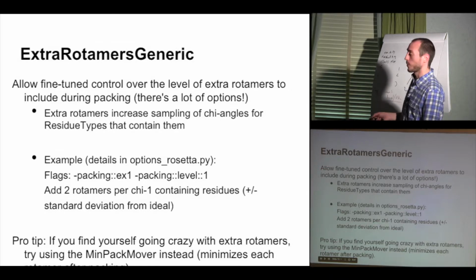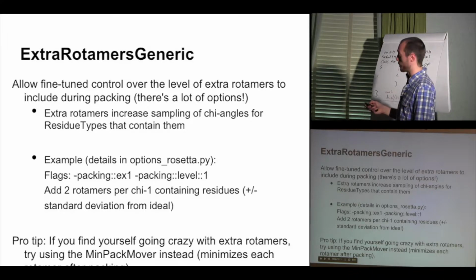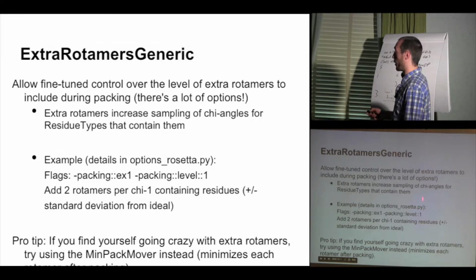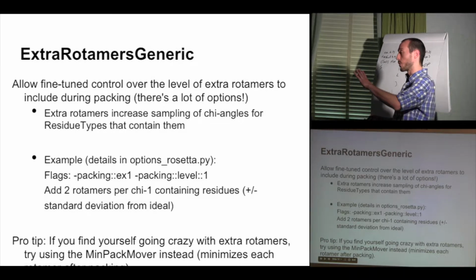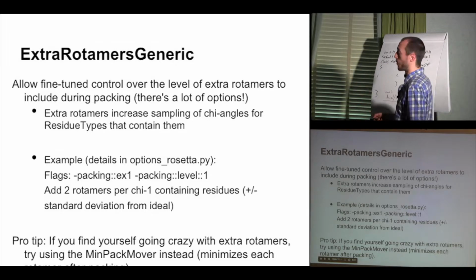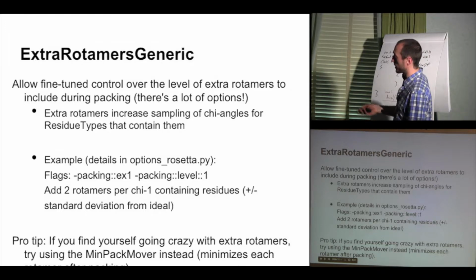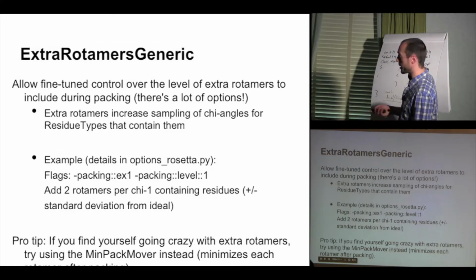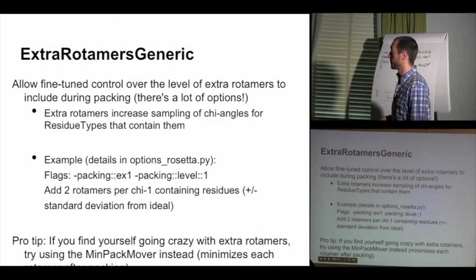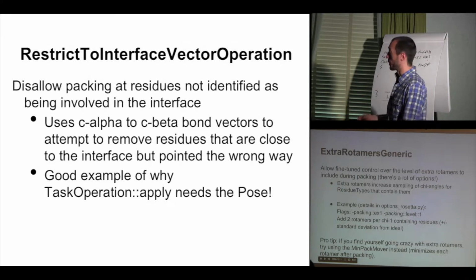If you find yourself going crazy because you want to do lots and lots of sampling with extra rotamers, I'll give you a suggestion to try the min-pack mover instead, which places a rotamer and then does minimization on that rotamer before evaluating its energy. And so this is a way of increasing sampling. The reason I suggest that is because if you add a lot of rotamers to your rotamer set, packing is a combinatorial problem, and so it gets unwieldy pretty quick, and it can take up a lot of memory. As Andrew alluded to before, packing can use a lot of memory. It's memory limited.